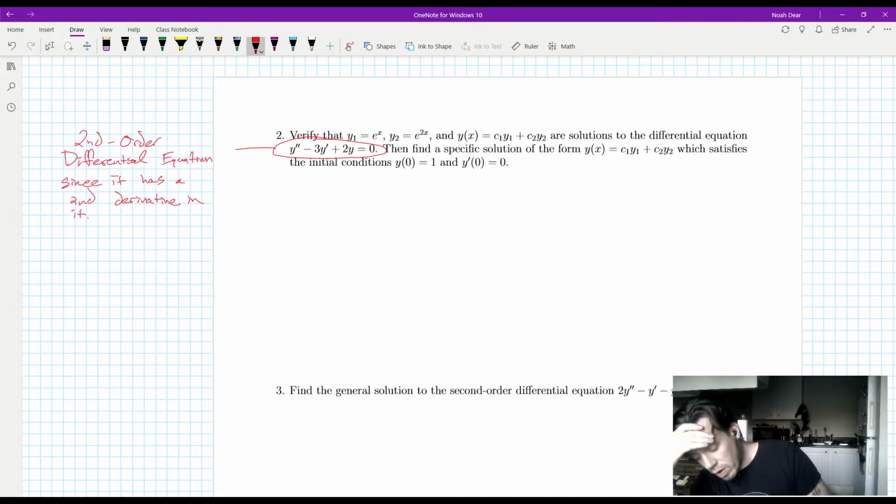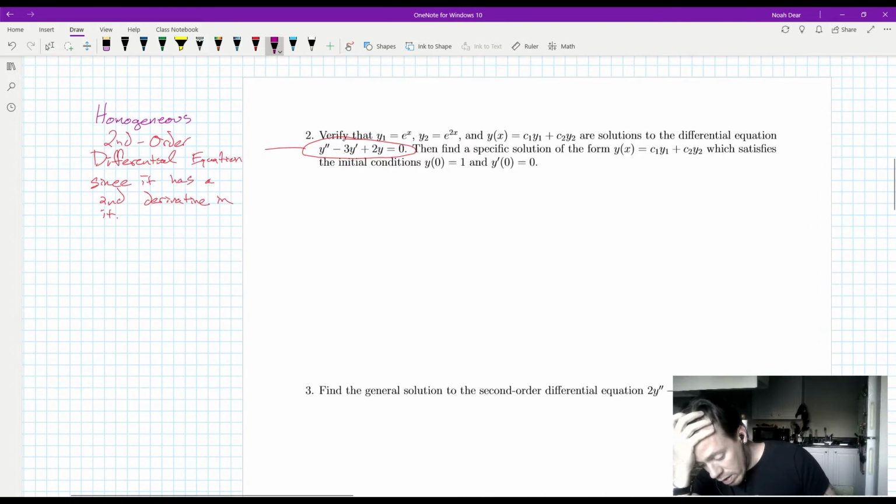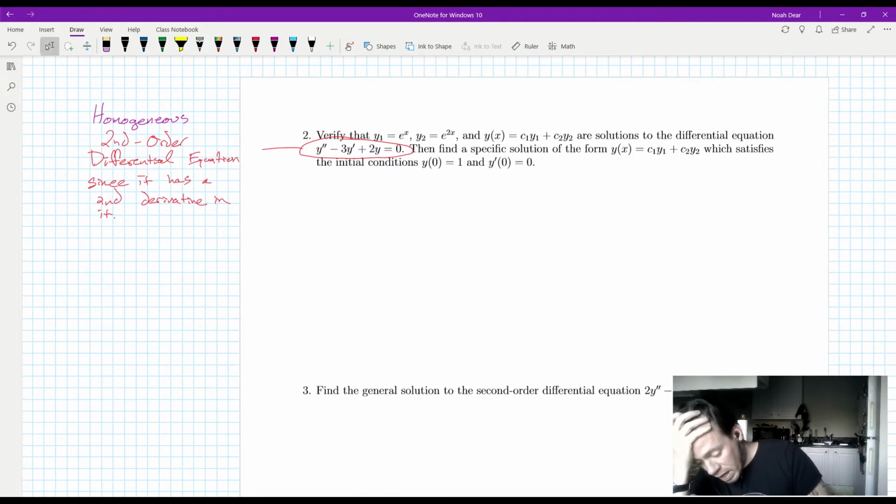This is also called a homogeneous second order differential equation. I always mess that up. And that's because it is of the form ay double prime plus by prime plus cy equals 0, with the equaling 0 being key to the word homogeneous.